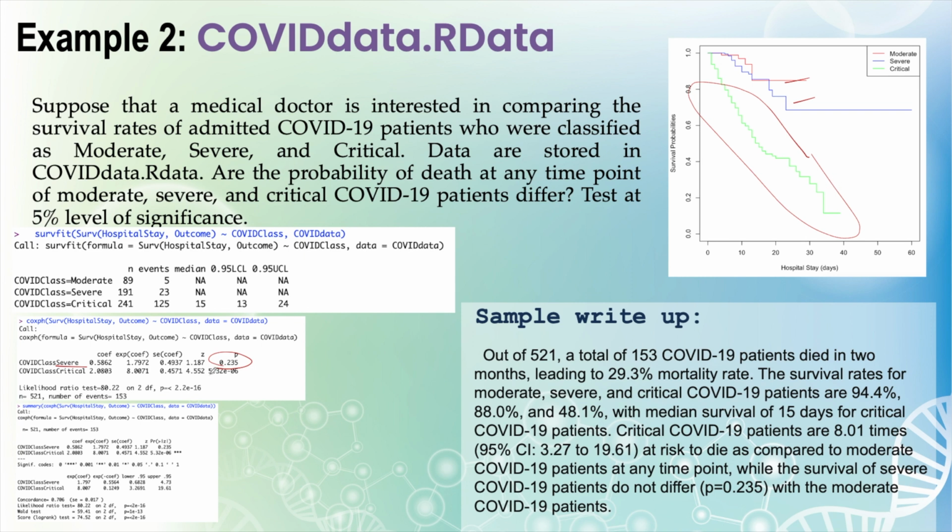That's why the p-value here was less than 0.05, indicating again that the hazard ratio of those who are in critical COVID-19 is higher as compared to these two. So in other words, the lower the survival, the higher the hazard ratio. So that is actually how we observe the Kaplan-Meier curve together with the Cox proportional hazard model.